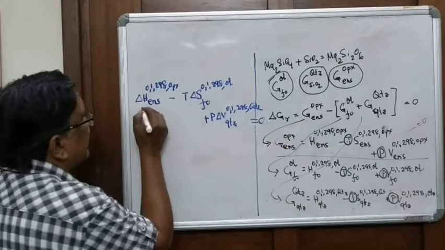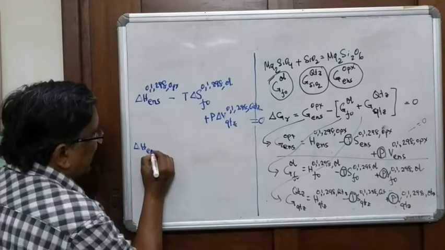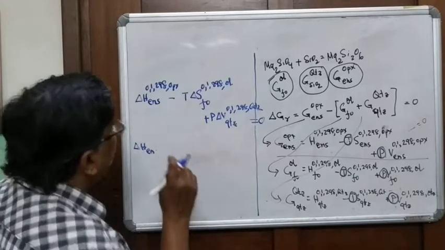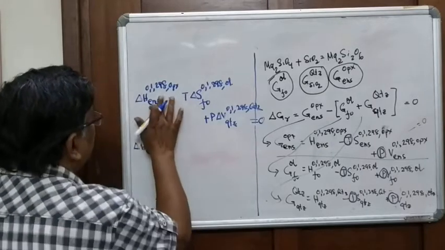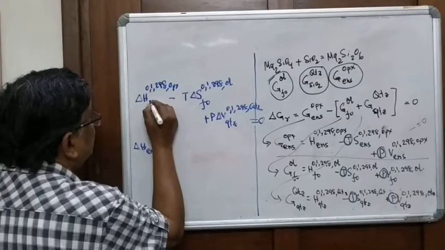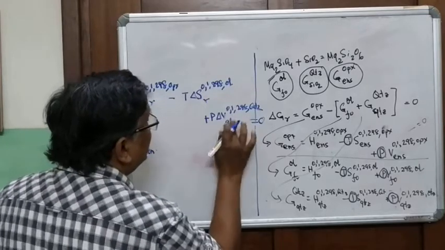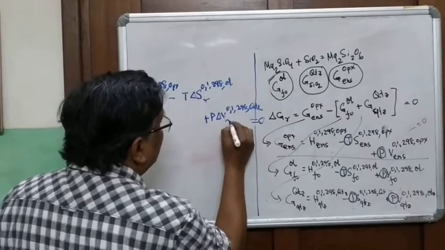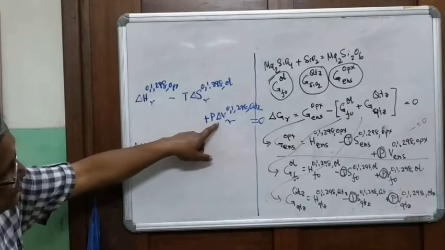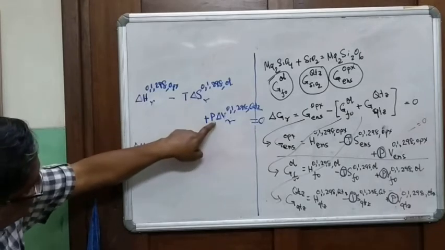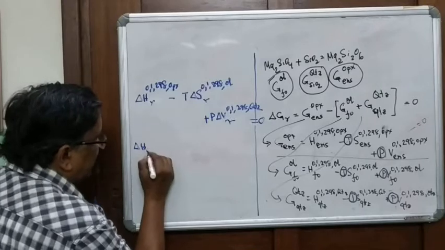So what is our delta H of enstatite? This is what will happen: delta H R minus T delta S R plus P delta V R. You see, these are important: delta, delta, delta. So what is delta H R?